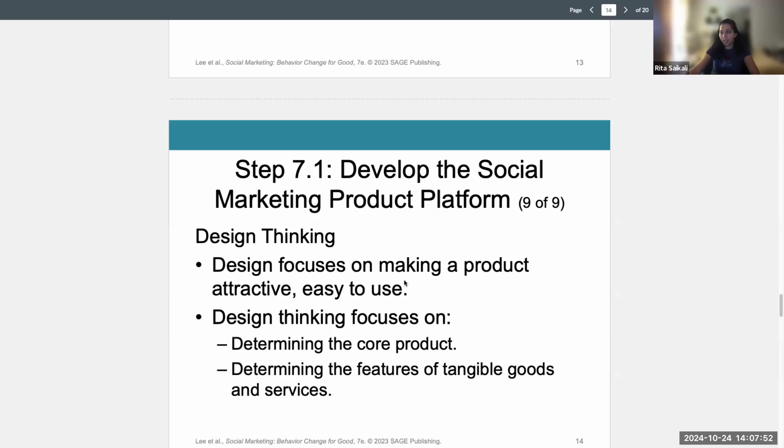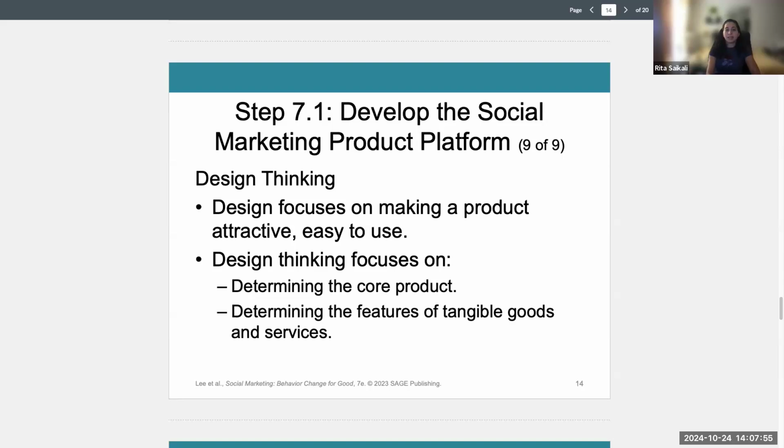Another aspect of design thinking is determining the features of tangible goods and services. This would be the prototyping and the user testing to refine the features of the things that are actually tangible, to make that behavior change easier to adopt. So for example, if you're developing a fitness app through design thinking, you would go through multiple versions. You would test for user friendliness, and you would test for engagement and effectiveness in motivating regular exercise. And so that's what we're trying to do in this design thinking aspect.